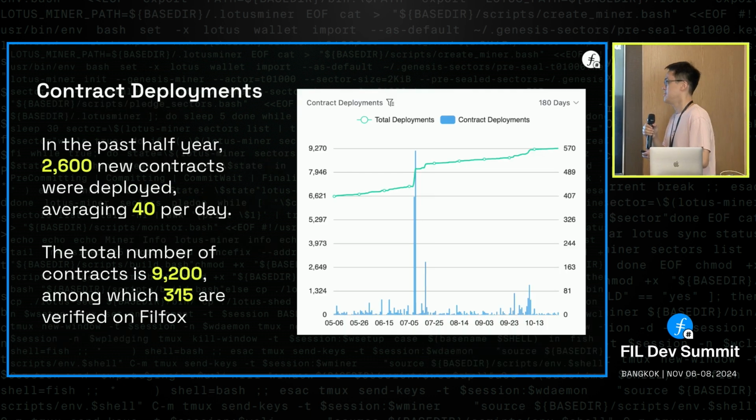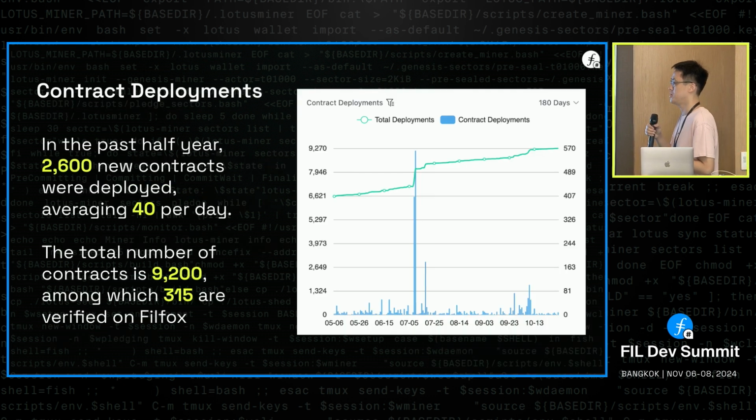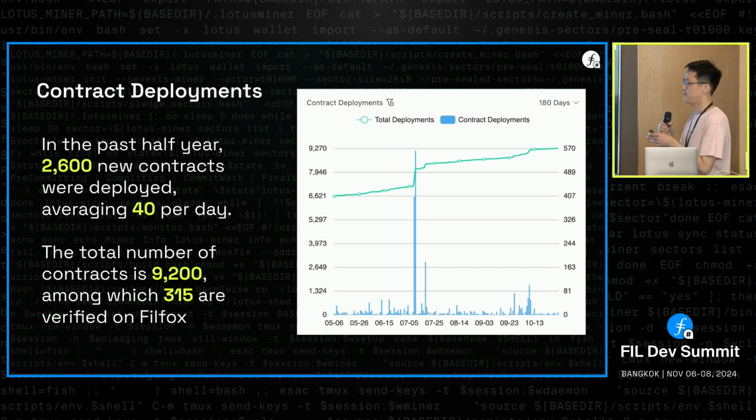Okay, the second part is the data of smart contracts. We provide some charts on the smart contracts deployed on Filecoin. We can see that in the past half year, 2,600 new contracts were deployed on the Filecoin blockchain, averaging 40 new smart contracts per day. I also compared the data with Ethereum. As you know, Ethereum is maybe the biggest smart contract blockchain in the market, and the number for Ethereum is 2,000 per day, but on Filecoin it's 40 new smart contracts per day.